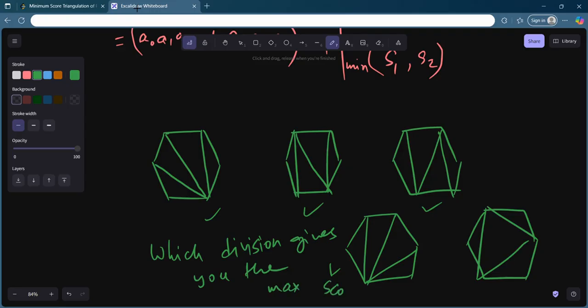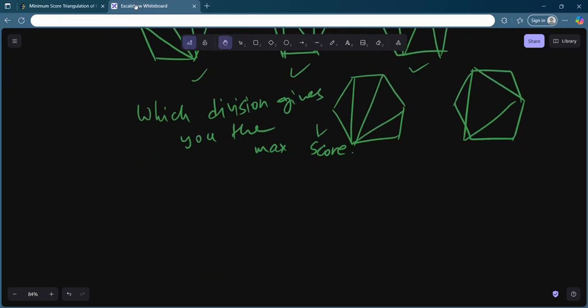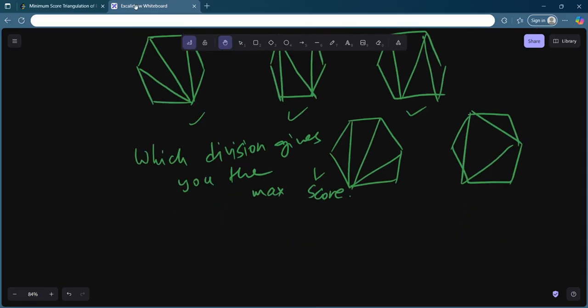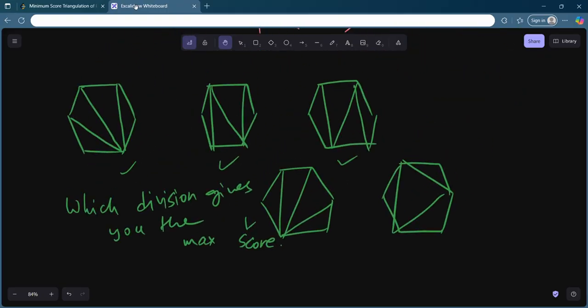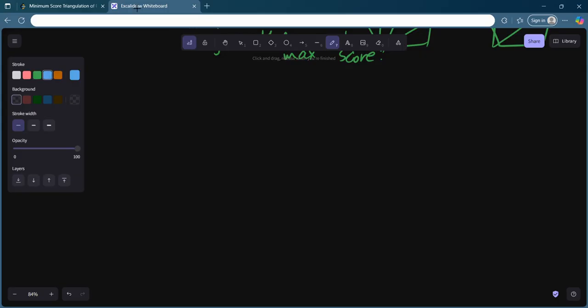Okay, I hope the problem statement is at least really clear to you. There should not be any confusion in the problem statement. You need to divide your polygon into triangles only, and that will be known as triangulation, and you need to find the score of each triangulation, and tell me which gives me the smallest possible value, the minimum possible value. Now there can actually be more ways of triangulating this. I just showed a few examples. Okay, so that's it.